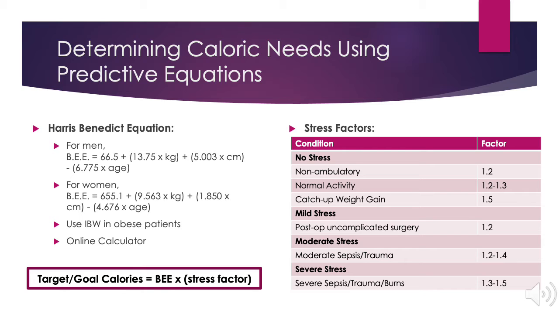Stress factors are to the right of the slide, and these are important to multiply your basal energy expenditure after you calculate it and compute it. The stress factor is attributed to the patient depending on what level of stress they have. So if the patient is otherwise okay and healthy, you would use a lower stress factor such as 1.1, 1.2. If the patient requires catch-up weight gain, you would want to use a higher stress factor such as 1.5. Depending on the overall stress level and condition that the patient may have, such as severe sepsis, trauma, or burn patient, you definitely want to readjust your stress factor.